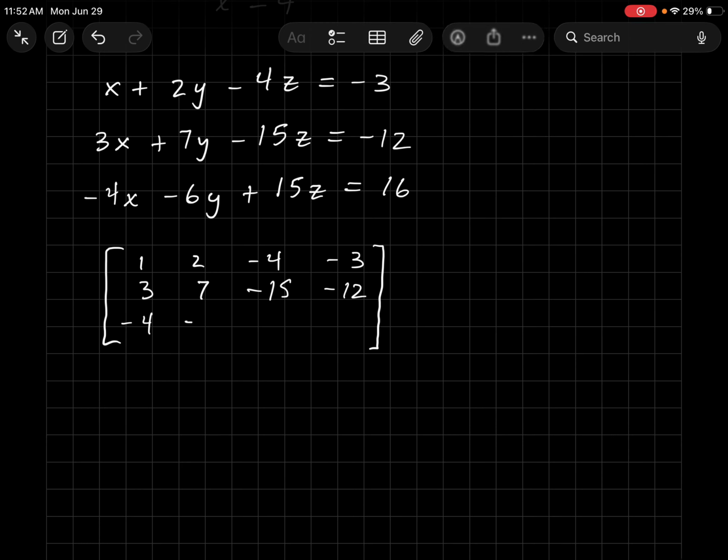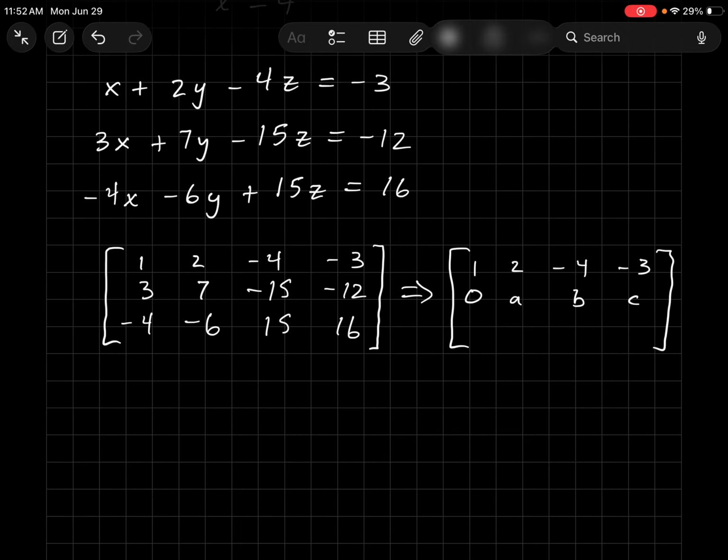And negative 4, negative 6, 15, 16 in my third row. And recall that I want to get it down to a form like this. So I will leave my first column alone. I want a 0 in row 2, column 1, and then some numbers here, A, B, C. And then I want the first two elements in the third row to be 0, and then I'll get some other numbers, D and E.